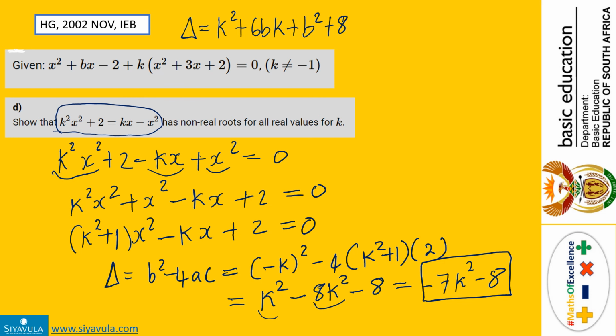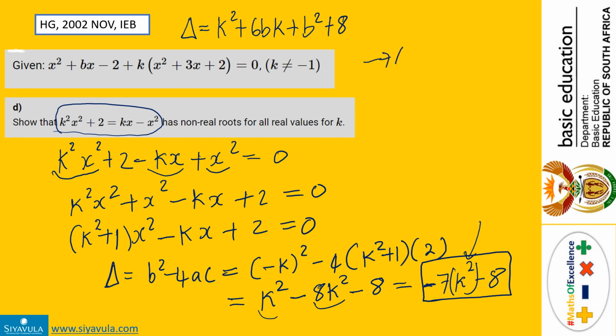So this is our delta. If you check your delta for any real value of k, your delta is always going to be negative. Why is it going to be negative? Someone might argue, k is squared, so why is it going to be negative? Look, your k is squared, so it means that value will never be negative. It will always be positive. For any real value of k, when you substitute, that thing inside will always be positive. But because it's being multiplied by minus 7, and also subtracted by 8, it's going to remain negative, right?